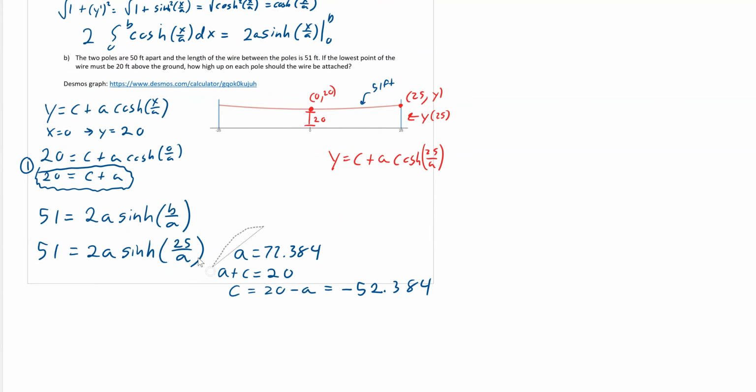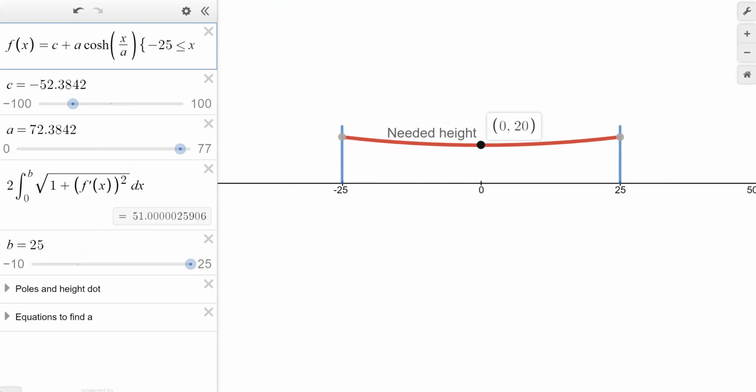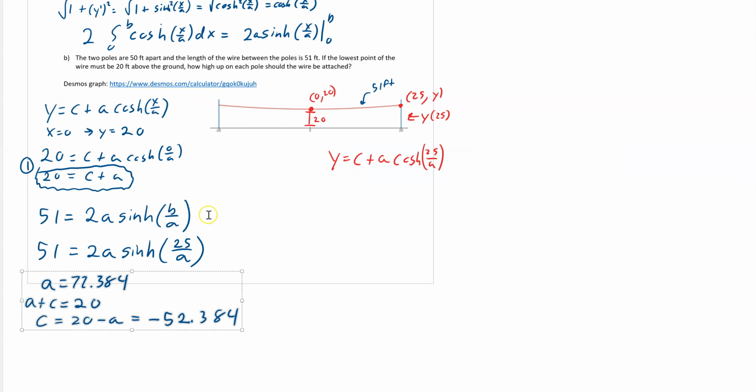So we found those two constants just like we were doing with the problem. If you remember our little pole problem here, we first moved the A back and forth until we found the length of 51, and then we moved the C up and down until we found a needed height of 20. And that gave us the two numbers that we have here and here. But mathematically, we used our calculator to find A, and then we plugged the A back in to find C, and now we can plug them into our equation.